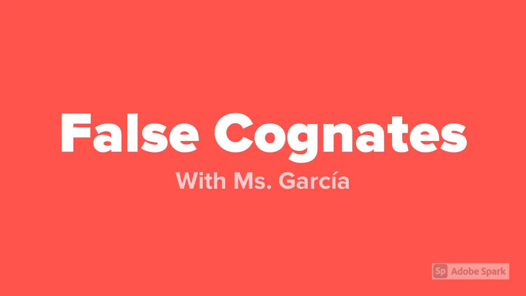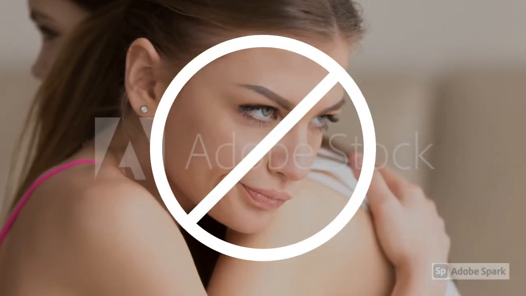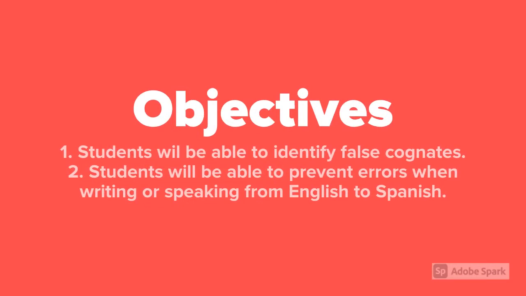Today we will talk about false cognates, also known as false friends. But we're not talking about these false friends. We're talking about linguistics. These are the objectives for this lesson.